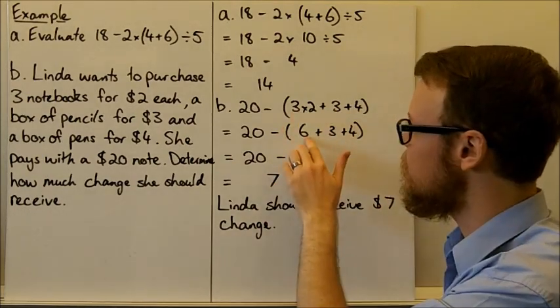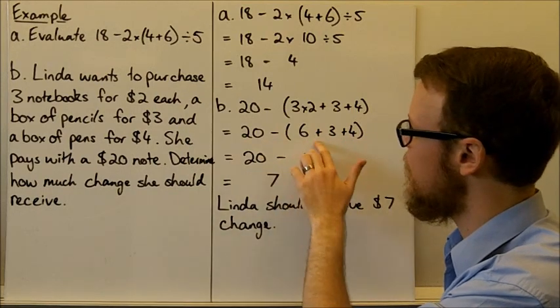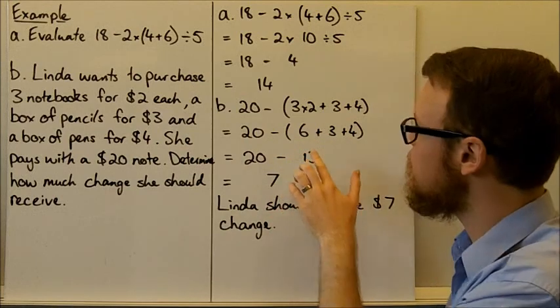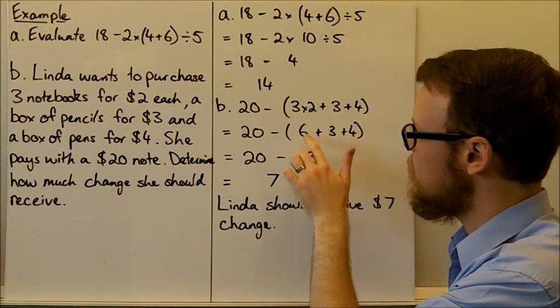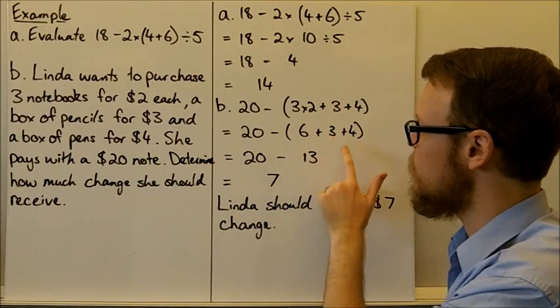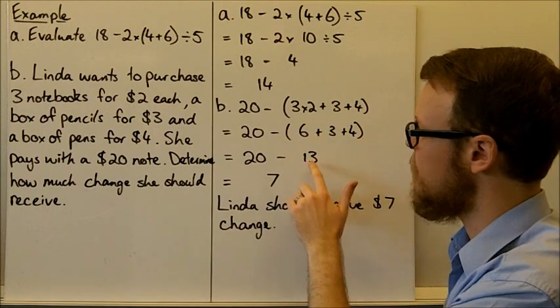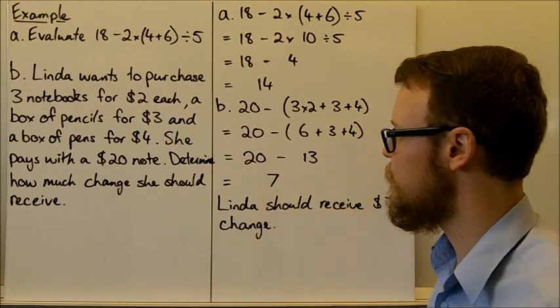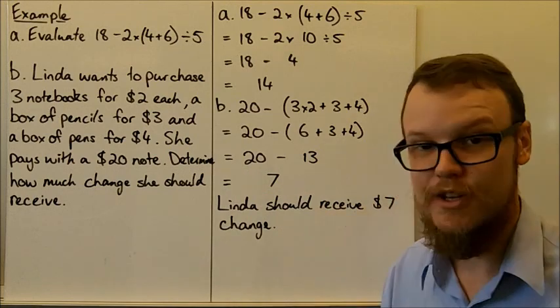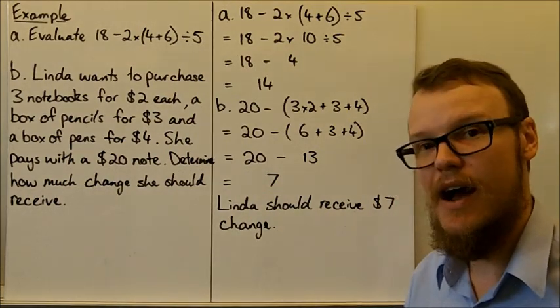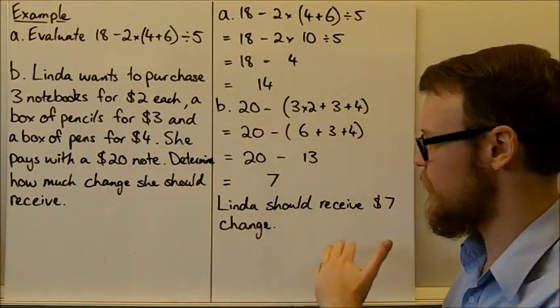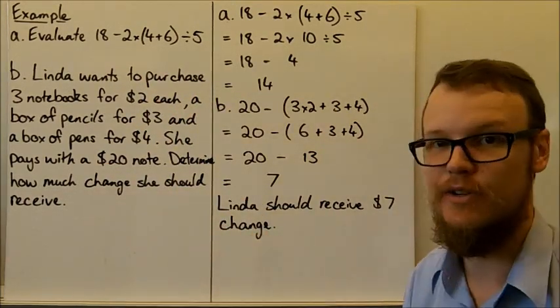3 times 2 is 6, and everything else has remained the same. Then we can evaluate the rest of what's in the brackets. 6 plus 3 plus 4. 6 plus 3 is 9, and 9 plus 4 is 13. So everything in the brackets is the same as 13. Then we can do our final 20 minus 13, which is 7. We should answer in a worded sentence because we've been given a worded problem. So we answer in a sentence: Linda should receive $7 change.